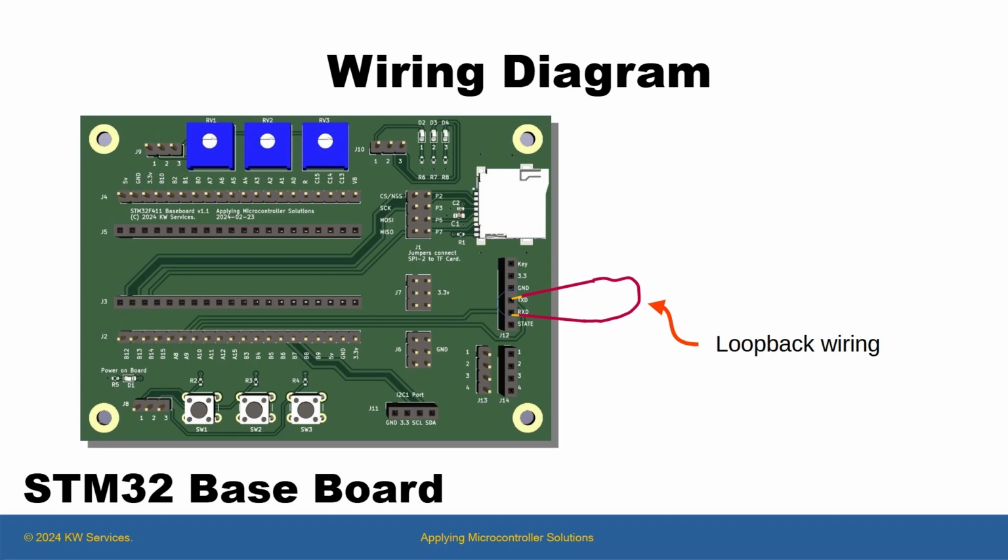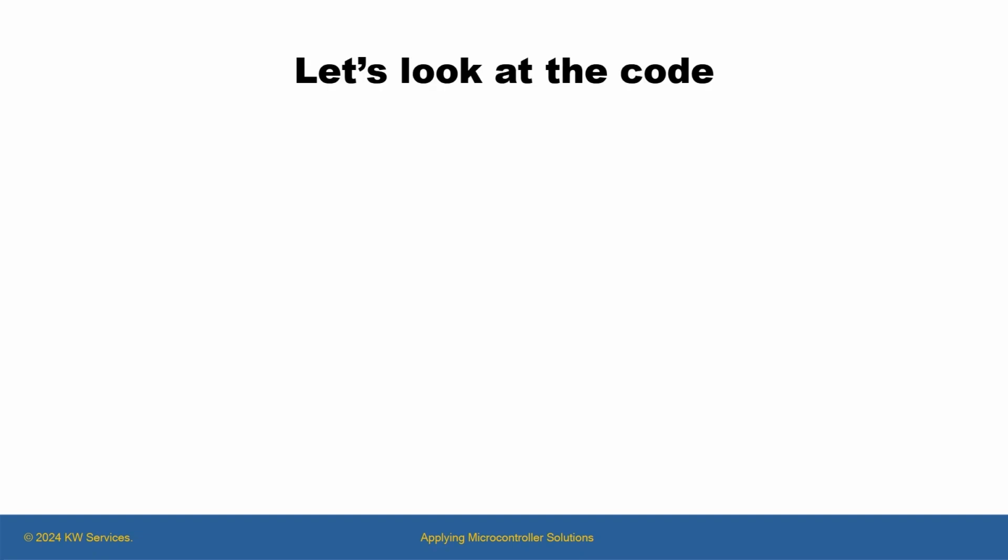Initially, we will simplify the hardware by wiring our UART in a loopback. We do that by temporarily removing the Bluetooth module and placing a DuPont wire that connects the TX pin to the RX pin. Let's look at the code.